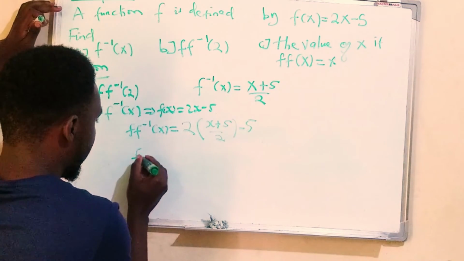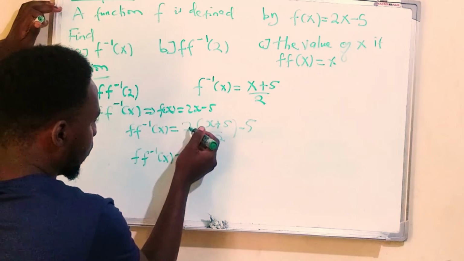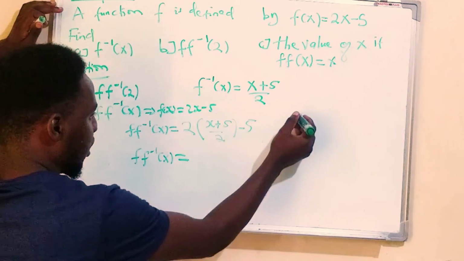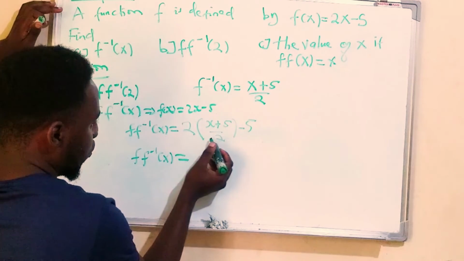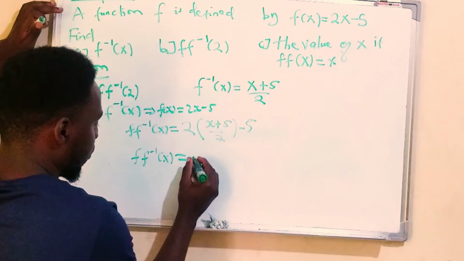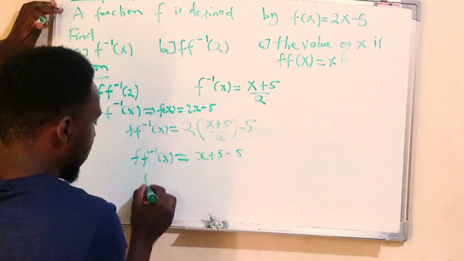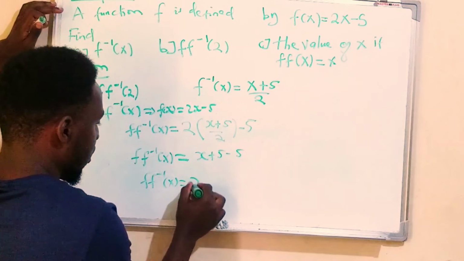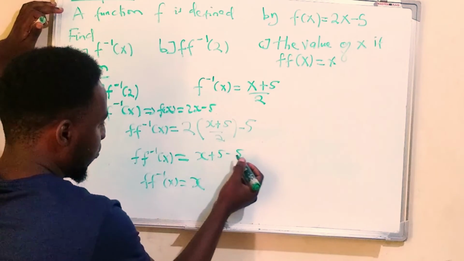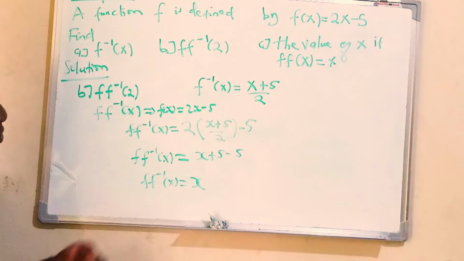Since this is multiplication, when you have brackets in here, it means multiplication. So this 2 can just cancel with the 2 at the bottom there, and you have x plus 5 minus 5. Then f of f inverse of x is equal to x, because positive 5 minus 5 is actually 0. So we have that there.